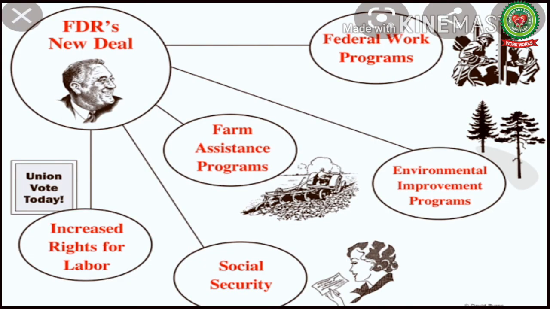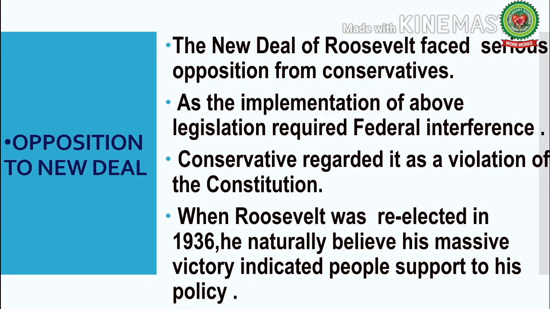To sum up, the New Deal consisted of the Federal Works Programs, which were aimed to give employment to the poor people, like building of roads and construction of dams, then environment improving programs like planting trees, social security for women and old parents, and increased rights of labor by providing them the right to make unions and ask for more money from the capitalists. It also gave farm assistance programs to the farmers, asking them to leave their lands for some time so that the demand for food crops in the markets could increase and the farmers could get sufficient money for selling their crops. So this was all about the New Deal of Franklin D. Roosevelt. And now we are going to discuss the opposition to his New Deal.